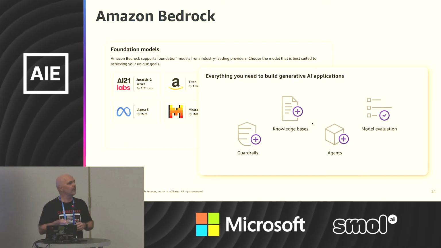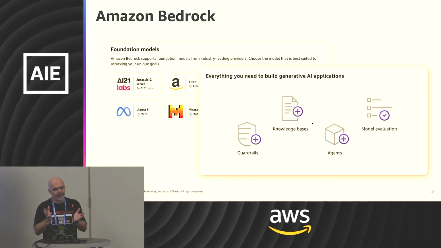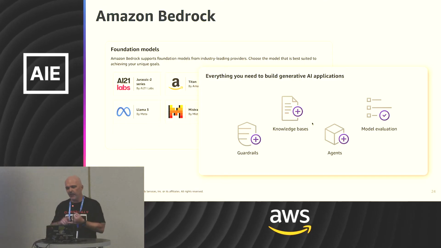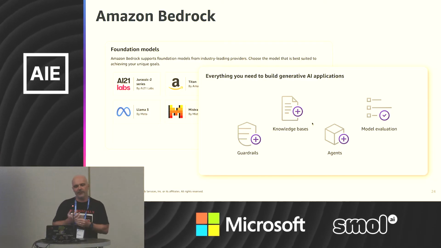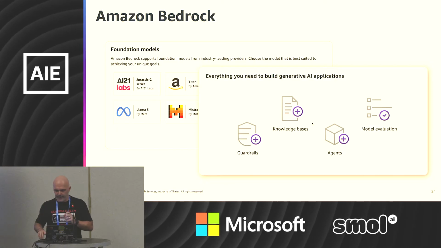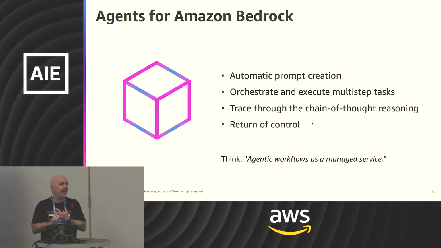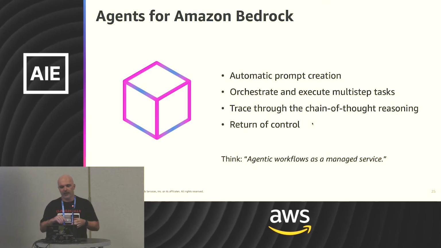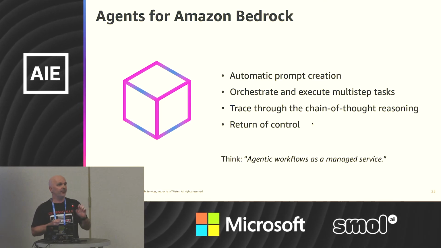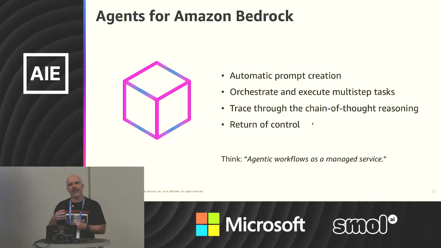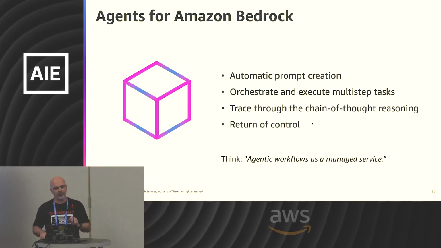And so as well as providing a facade into models, you can also build additions to that. And one of those additions is agents, as well as knowledge bases where you can do RAG, and also guardrails and evals. So all of these things are baked into Amazon Bedrock, and think of it more as a managed agentic workflow, right? So you can manage RAG and you manage agents as well. So it's all in one spot. It also helps you with prompt creation. As it's an agent, it orchestrates multiple tasks. It also allows you to trace through the chain of thought of the agent. You can either do that in the console or it will spit it out to logs. And of course, what was very key for this demo, it has return of control.